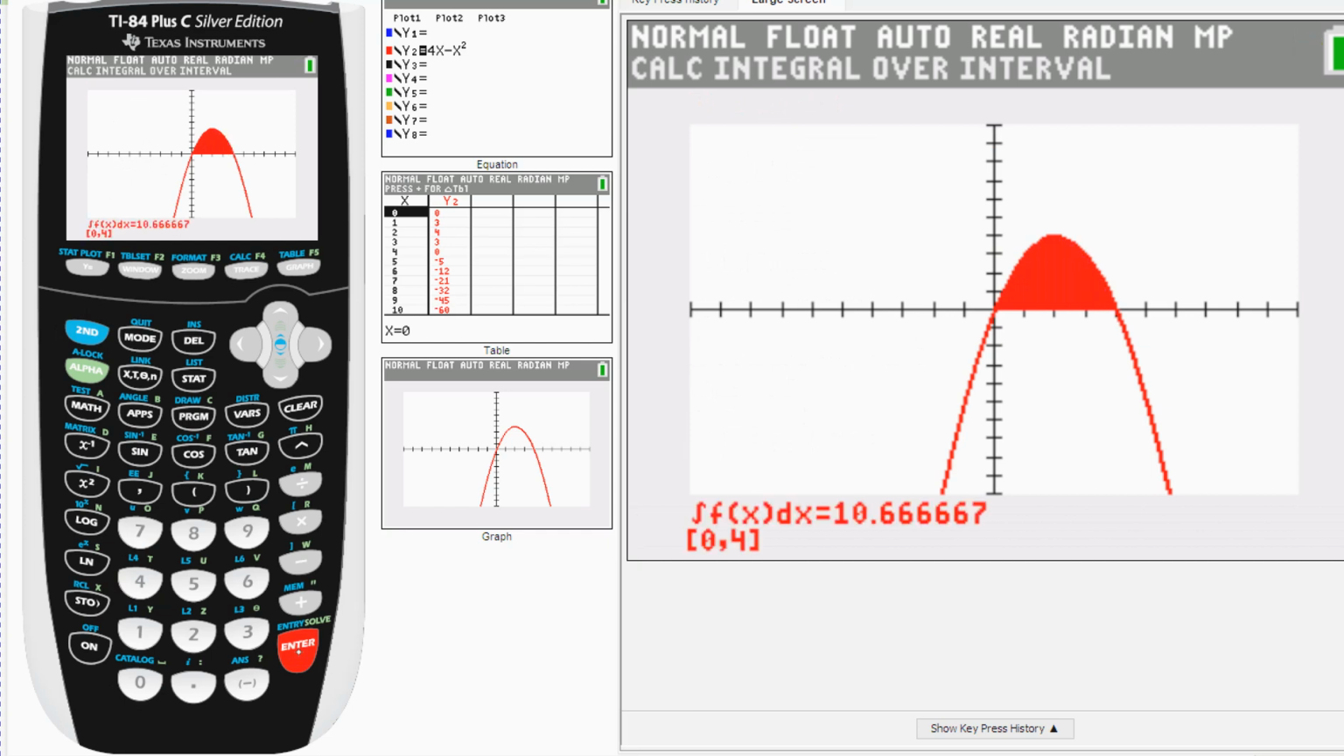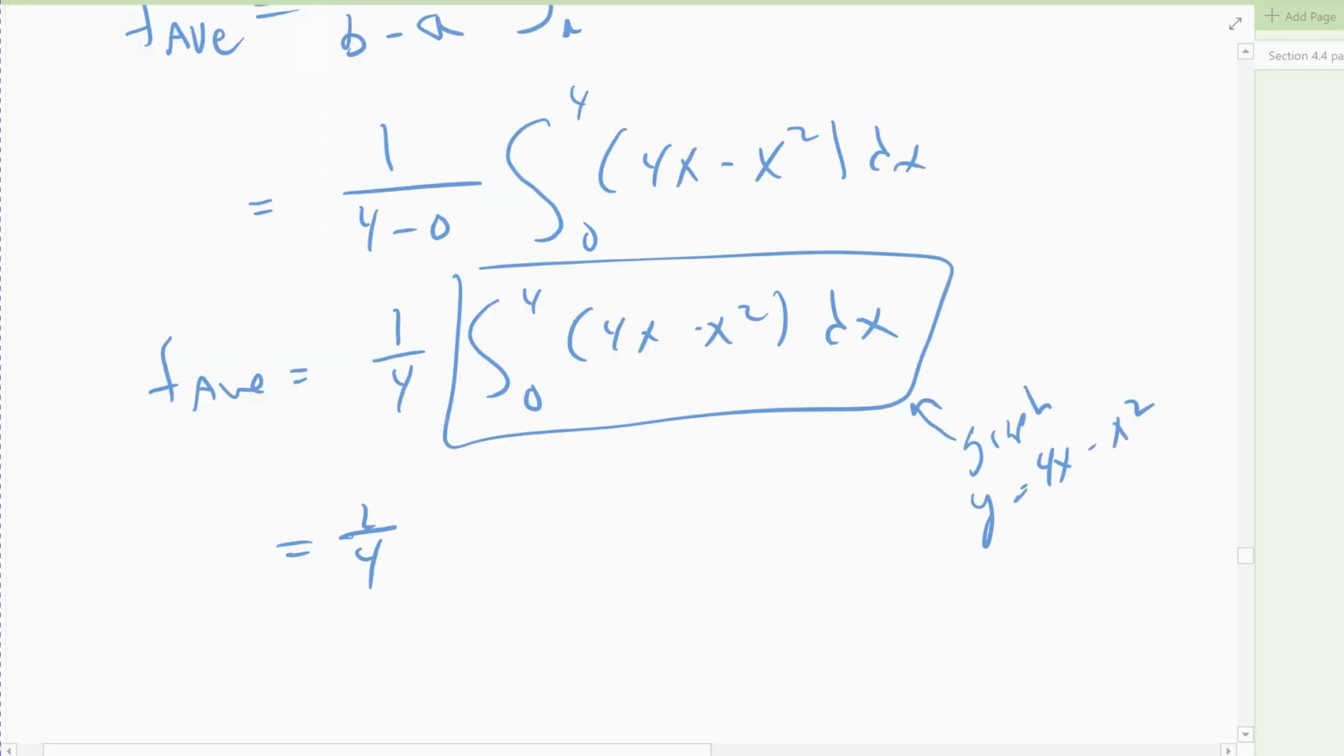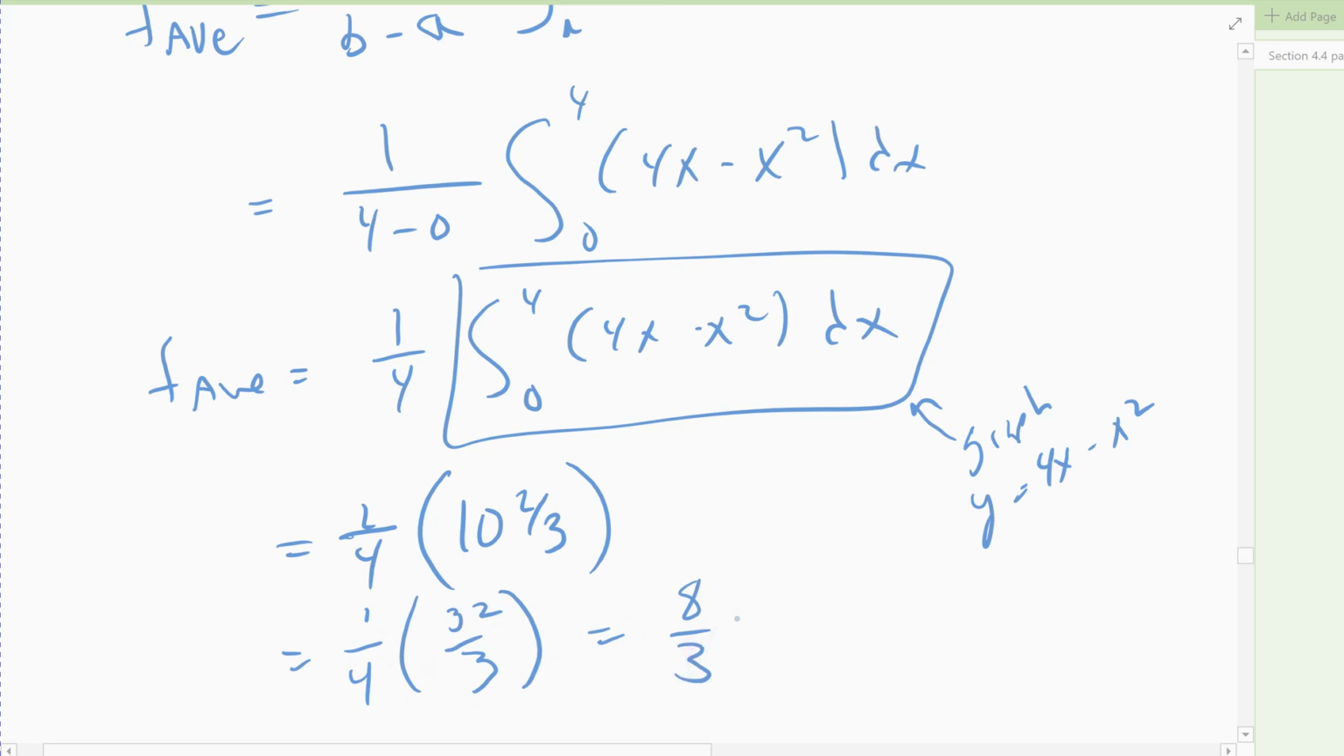So remember what that is. That's 10 and 2/3. Since I want my answers to be exact, I'm going to write 10 and 2/3. Or again, if you hit the math key, fraction key, that's 32 over 3. So it's 1/4 times, don't forget the 1/4, because that's important, 32 over 3, which simplifies to 8/3. And that's exactly what it is.